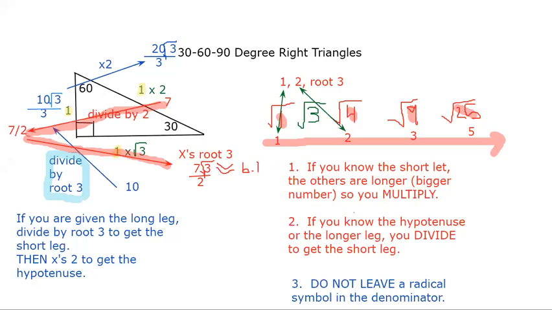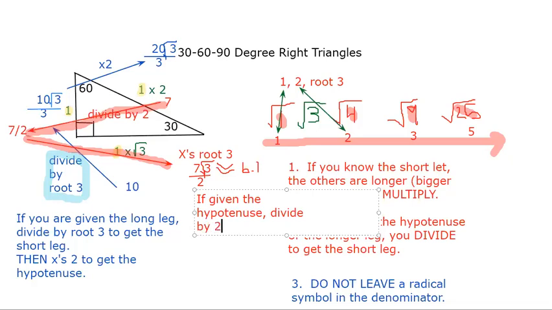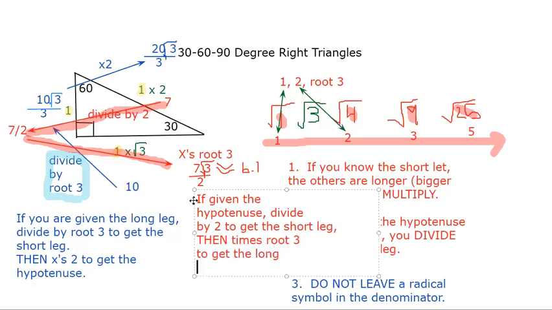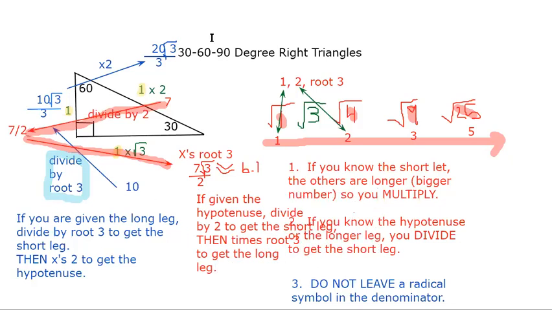Okay? So if you're given the hypotenuse, here's your next rule to write. If given the hypotenuse, divide by 2 to get the short leg, then times √3 to get the long leg. It's just the opposite of the other one over here.